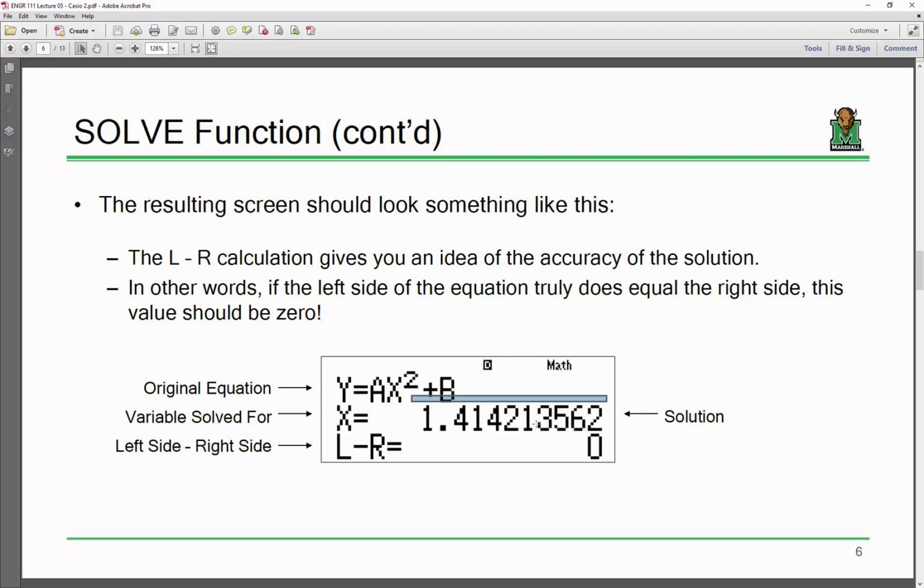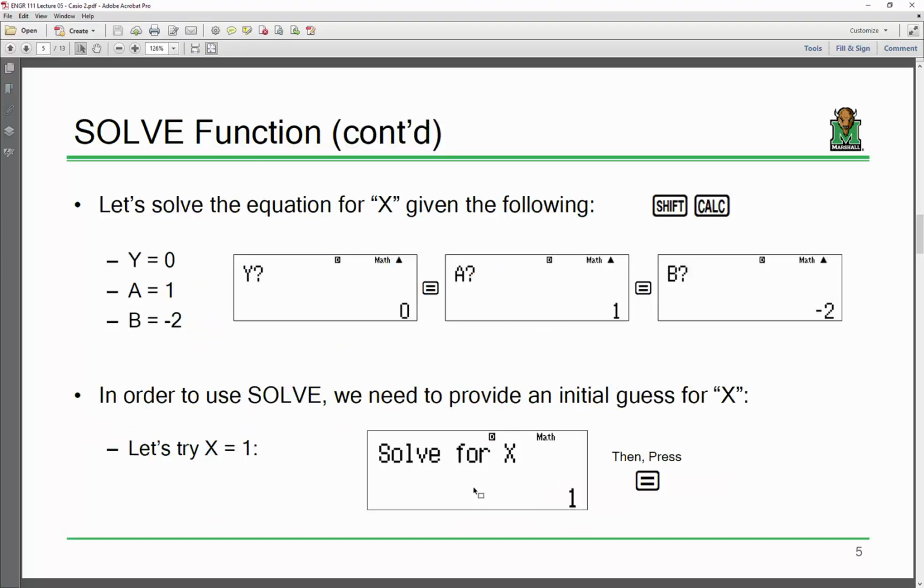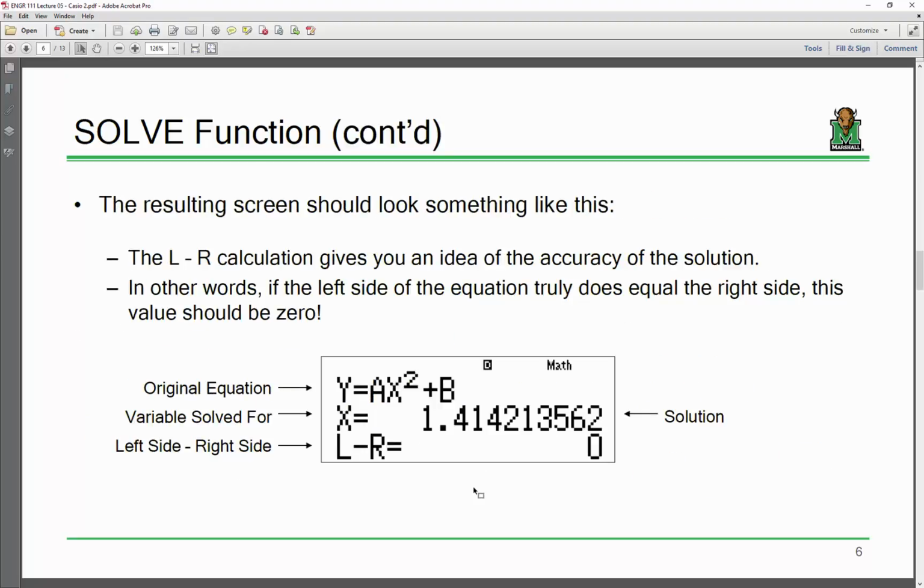So in this case, our answer is really accurate, because L minus R is in fact 0. This is a pretty basic equation, but sometimes if you've got a really complex equation with exponents and logarithms and trig and things like that, it may not be exactly 0. It may be 0.0001, etc.